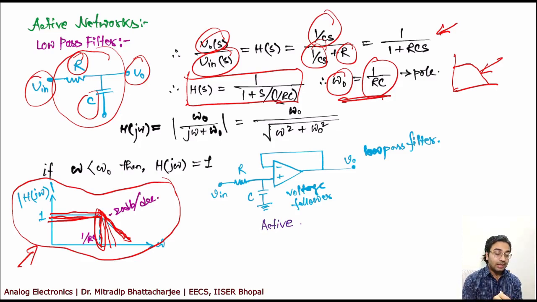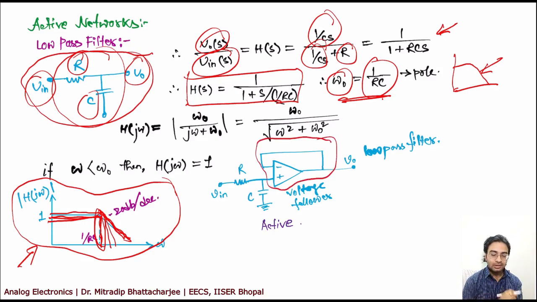Now if you want an active version of this, what do you do? You attach a voltage follower before the output. What will this voltage follower do? This voltage follower is nothing but a buffer. If you use this buffer, it will help to detach your input and output, right? Otherwise the output may influence your filter. I also have discussed this previously. So this is your active filter.